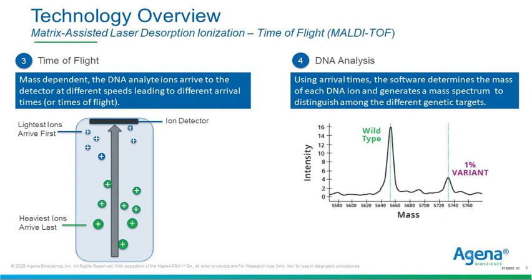When they hit, that gives you the time of flight and that gives you the mass identification. But it can also calculate how much is actually hitting that detector. On the right side, you see a small section of a spectrum of all the different peaks. Here you can see that there are 2 peaks in the spectrum. One is considered the wild type peak, and the other is considered the variant peak.